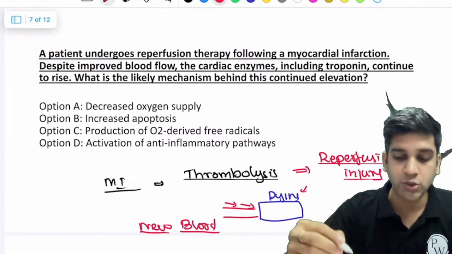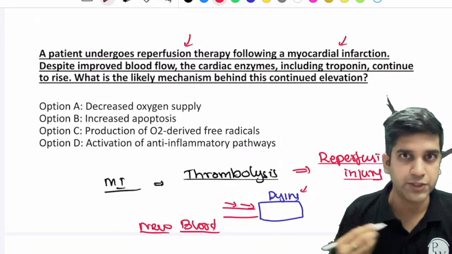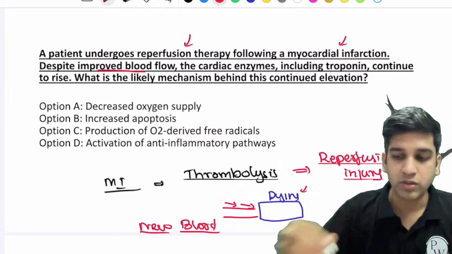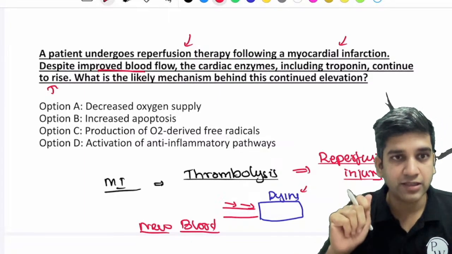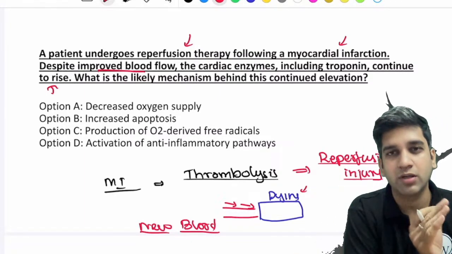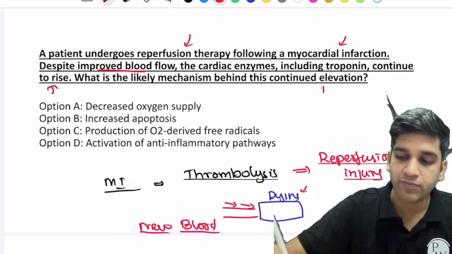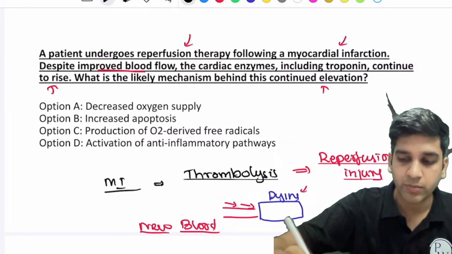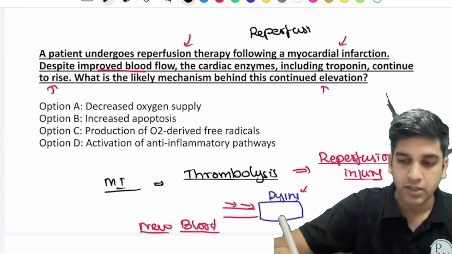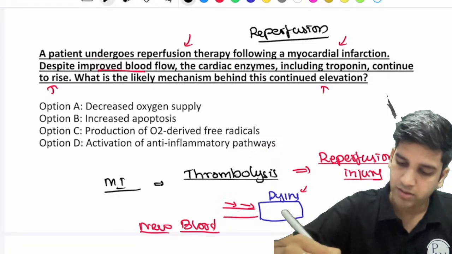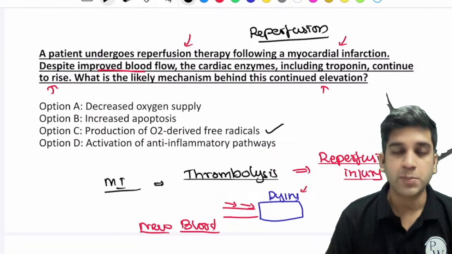Now, with this information, let's go to the question. A patient undergoes reperfusion therapy for a myocardial infarction. Despite improved blood flow, the cardiac enzyme troponin continues to rise. I have treated, which means ideally it should come back to normal, but it's continuing to rise. So what is the mechanism for the continued elevation? In other words, the question is asking, what is the cause of reperfusion injury? The cause is simple: production of oxygen-derived free radicals. That's the right answer. Option C is the right answer.